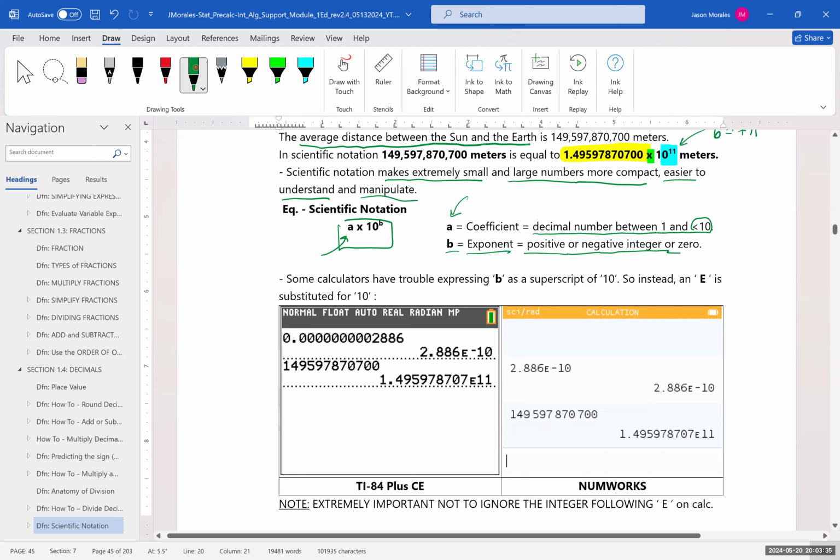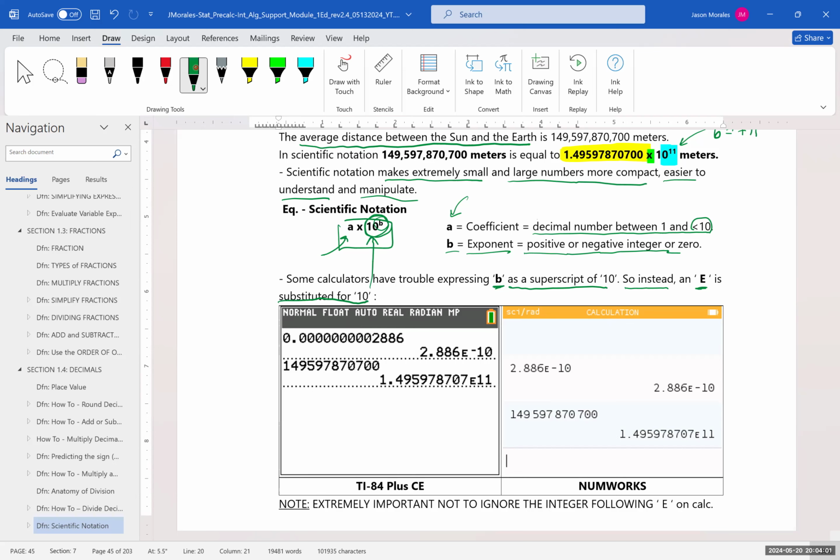Now some calculators have trouble expressing b as a superscript of 10. A lot of calculators have a hard time representing this part of scientific notation. So instead, an E is used to substitute for the base of 10.